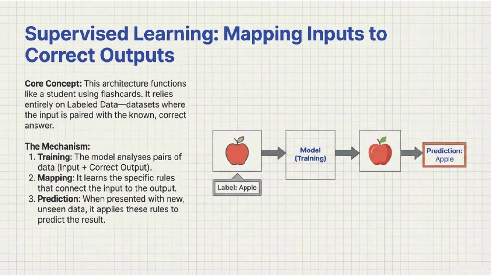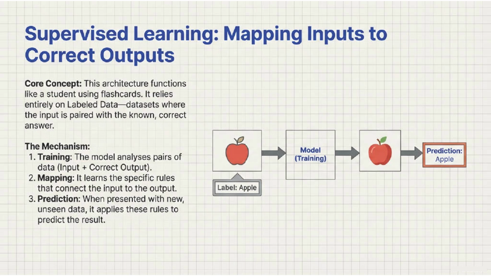Exactly. The diagram shows an image of an apple. That's the raw input. But attached to it is a digital tag that says label apple. To train the system, you don't just show it the apple. You show it the apple and the answer key. Yes. And the mechanism here is a 3-step process. First is training. During training, the model just analyzes thousands, maybe millions of these pairs. It looks at the image of the apple and the label apple.